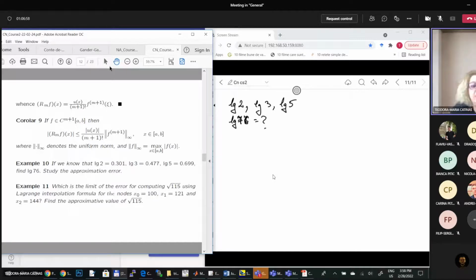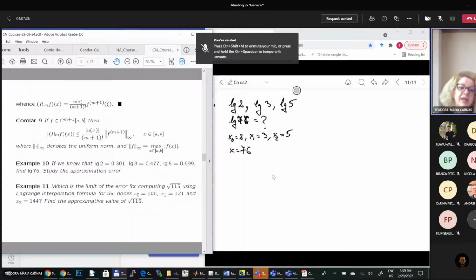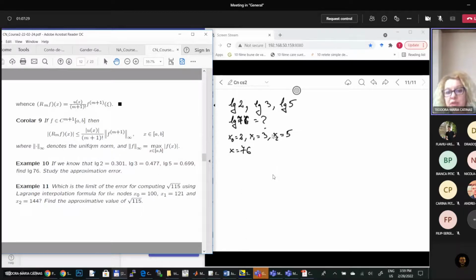If we don't know the previous result, that the error depends on the distances between x and the nodes, here we have x0 equal to 2, x1 equal to 3, x2 equal to 5, and the point where we want to approximate is 76. So if we don't know the previous result, then we take these points, we find the polynomial, and we take the value of the polynomial at the point 76.